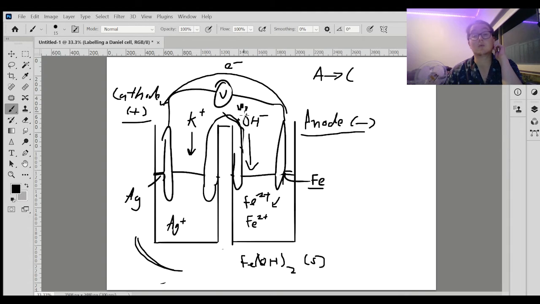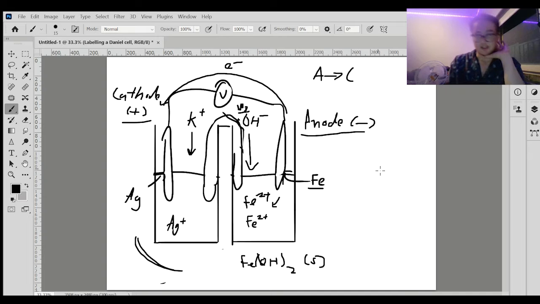Yeah, usually we use nitrates for the salt bridge, because nitrates don't form any soluble compounds. Well, they do, but not in our course. So if it's asked to identify a chemical for the salt bridge, always say nitrate.